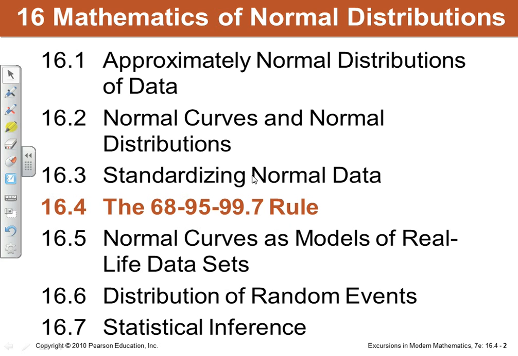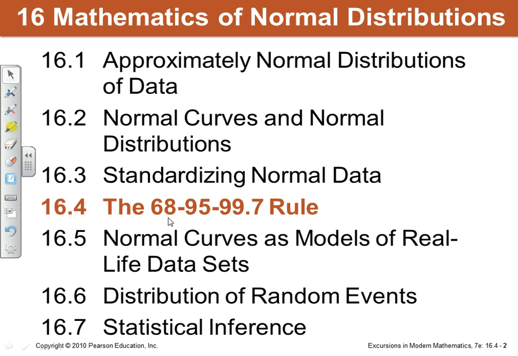Well, we're in the last section here. We're going to talk about the 68, 95, 99.7 rule. And the issue will be how long I can remember that. And then we're going to do normal curves as models of data sets and distribution of random events, and statistical inference. But before we do that, back to what we're doing.